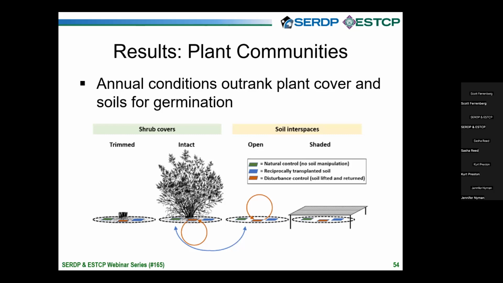We also moved soil around. Soil that started out under a shrub got moved out into the open, and soil from out in the open was brought in under shrubs in a reciprocal design. So we can now disentangle cover from soil provenance.